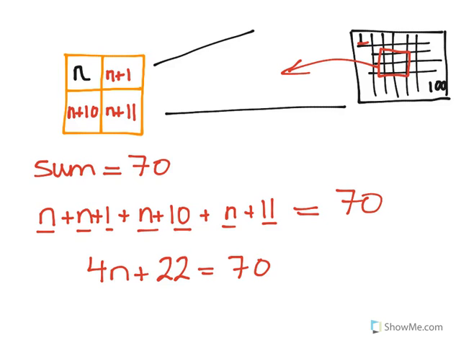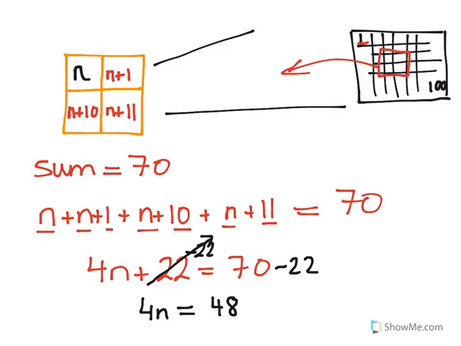So my first step here would be to subtract 22 from both sides of my equal sign. The reason I do that is that 22 minus 22 turns to 0, giving me 4n by itself on the left-hand side. So 4 lots of n equals 70 minus 22. Well, 70 minus 20 would be 50, so minus 22 would be 48. So 4 lots of n equal 48.